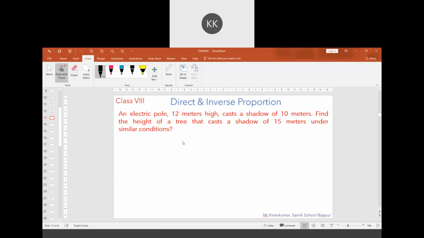How is it direct? Sir, the higher the pole, the higher the shadow. The more the length of the pole, the more will be the shadow, sir. So it is clearly direct proportion. So how do we solve this?